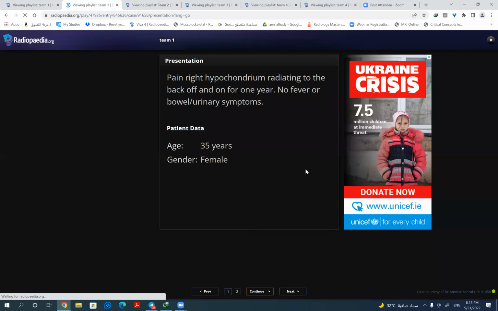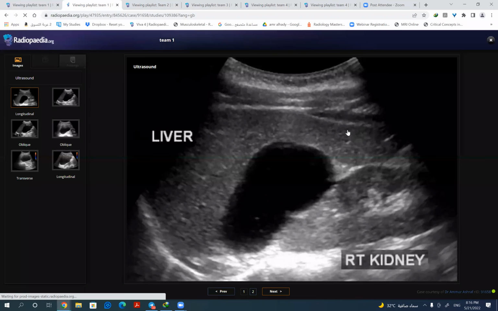I've been provided with a 35-year-old female with pain in the right hypochondrium radiating to the back, off and on for one year, with no history of fever or bowel or urinary symptoms. I've been provided with the ultrasound images of the abdomen. I'm looking right now at the right kidney and liver. You can change and make different images. Okay, thank you.